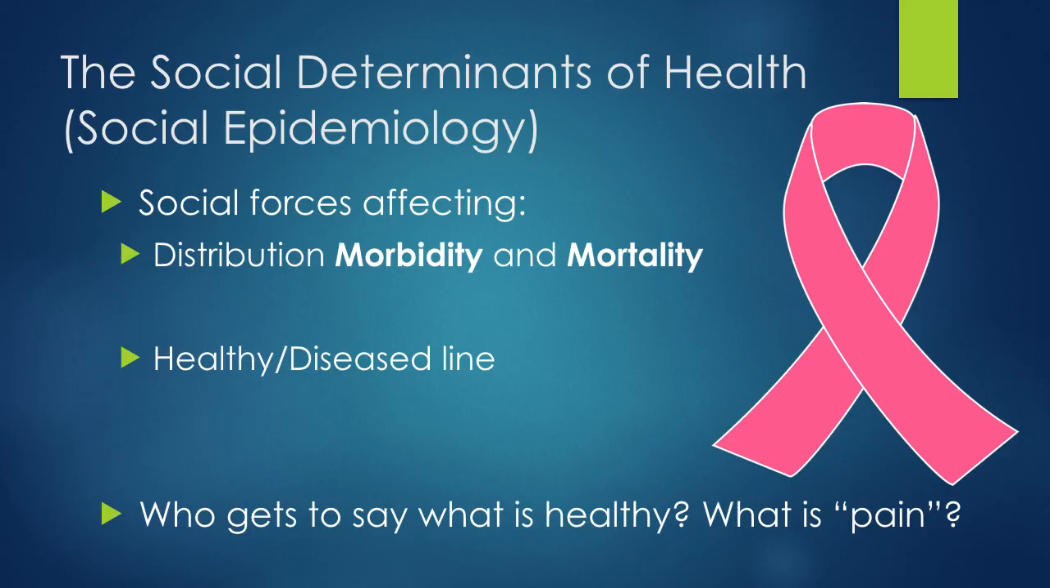What we're thinking about here is what we call the distribution of morbidity or mortality. Morbidity meaning the spread of disease. Mortality meaning death and death rates. So distribution, we're thinking about who gets diseases and who dies more often. We can also think about really who's considered healthy and who's considered diseased and who gets to say so.